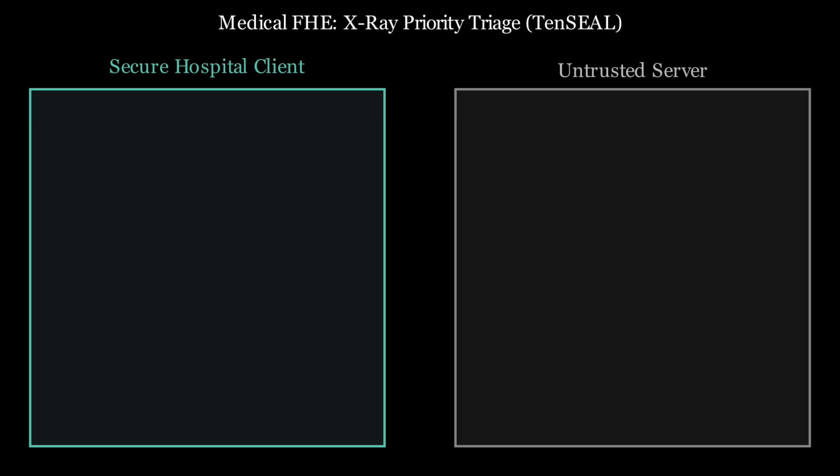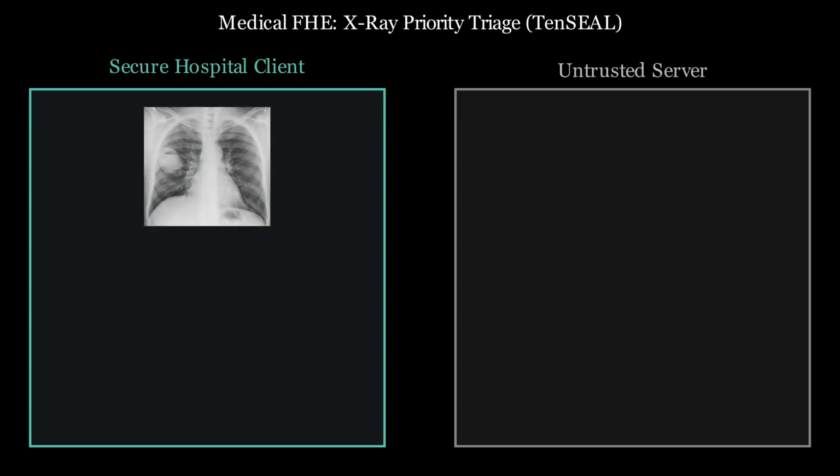Observe the system layout currently on screen. On the left, we have the strictly regulated and trusted environment, the secure hospital client. On the right, we have the highly powerful, but mathematically blinded environment, the untrusted cloud server. The triage process begins entirely locally. A high-resolution chest X-ray is captured and loaded into the hospital's secure edge device.